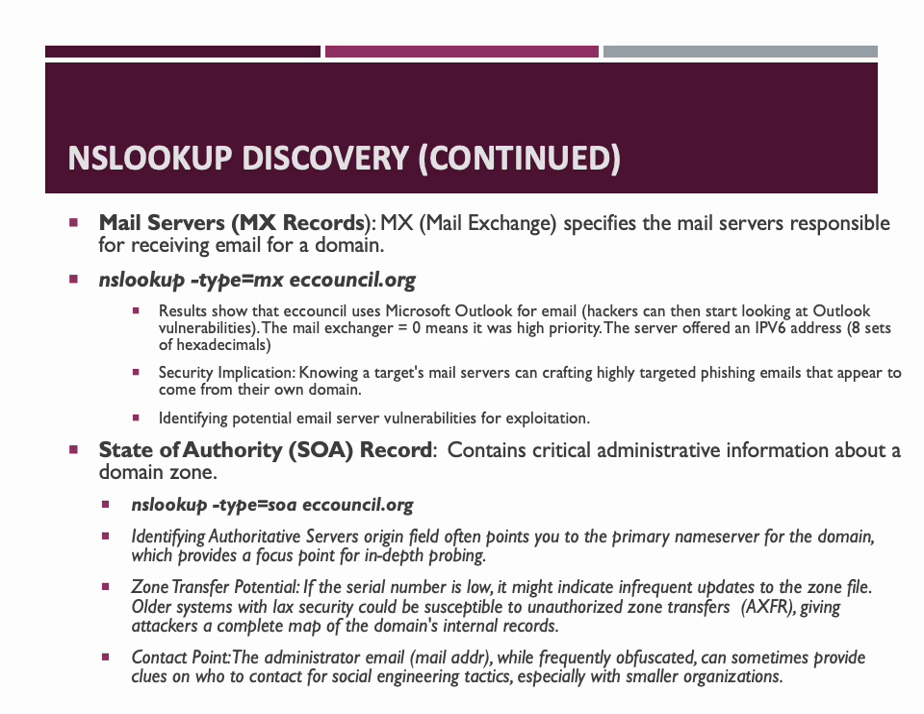And of course, it also has contact points: the administrator email address, which frequently should be obfuscated, and sometimes provides clues on who to contact for social engineering tactics, especially for smaller organizations. And this type of very specific targeting for social engineering is called spear phishing, right? So rather than phishing, this is called spear phishing, because you're now trying to attack certain people, especially in smaller organizations who might be overwhelmed with different types of work, small businesses. They give you some interesting clues.